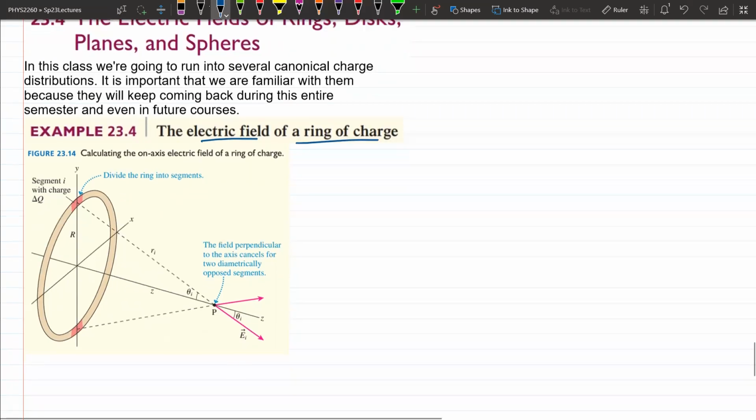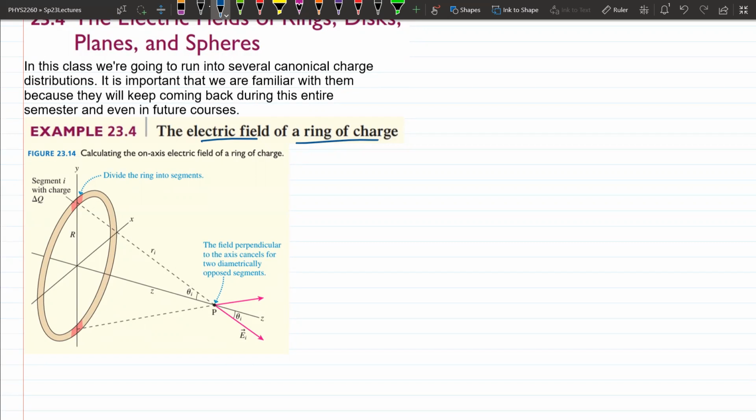In this situation, you have some ring, and we're going to put the center of the ring at the origin. We're trying to figure out what the electric field is at some point P, which is along the z-axis here. It's actually an equal distance from it no matter where you are on the ring. We're going to try to figure out what the electric field there is.